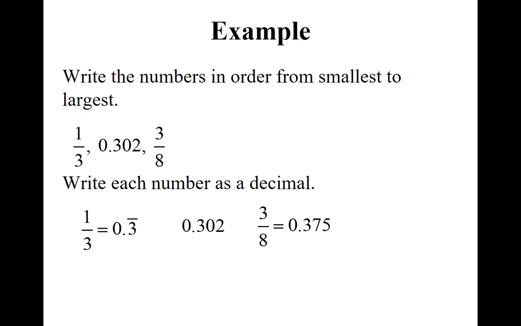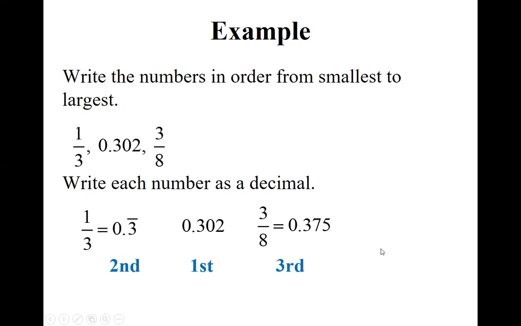So 0.3 repeating, that's 0.33333. So they all start with 0.3. The second digit then would be 3, 0, and 7. So from smallest to largest, the one with the 0 second would be first, the one with the 3 second would be second, and the one with the 7 second would be third. 0, 3, 7. First, second, third.